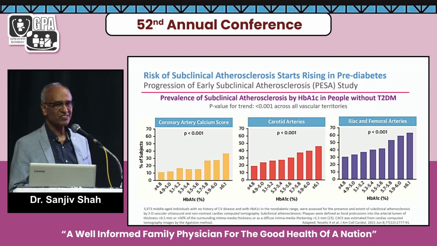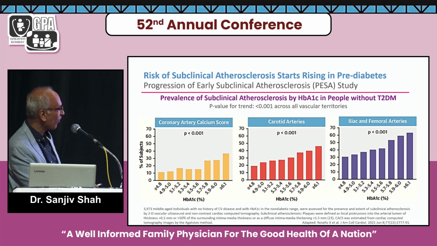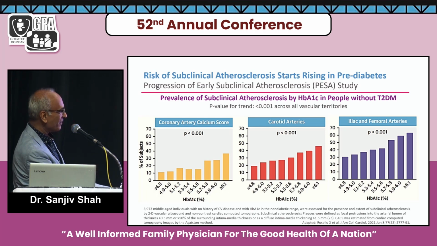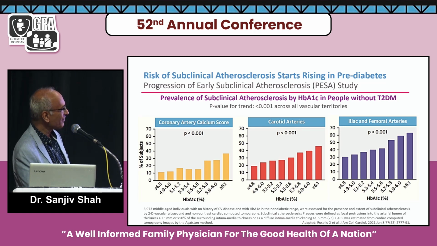Subclinical atherosclerosis in pre-diabetic people, and you can see in coronary artery, HbA1c. Look at this A1c, this is from 4.8 to 6.1. Up to 5.6 you will find the same, but as A1c increases to 5.7, 6 and more than 6, you have increased coronary calcium score.